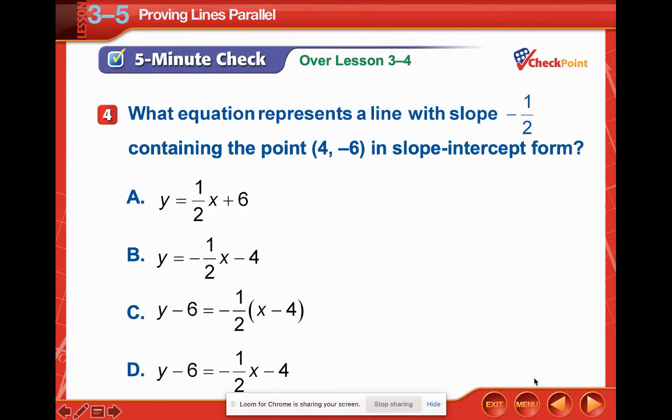What equation represents a line with slope -1/2 containing the point 4, -6 in slope-intercept form? I'm going to stop speaking for 5 to 10 seconds. Pause the screen and see if you can solve this one on your own.